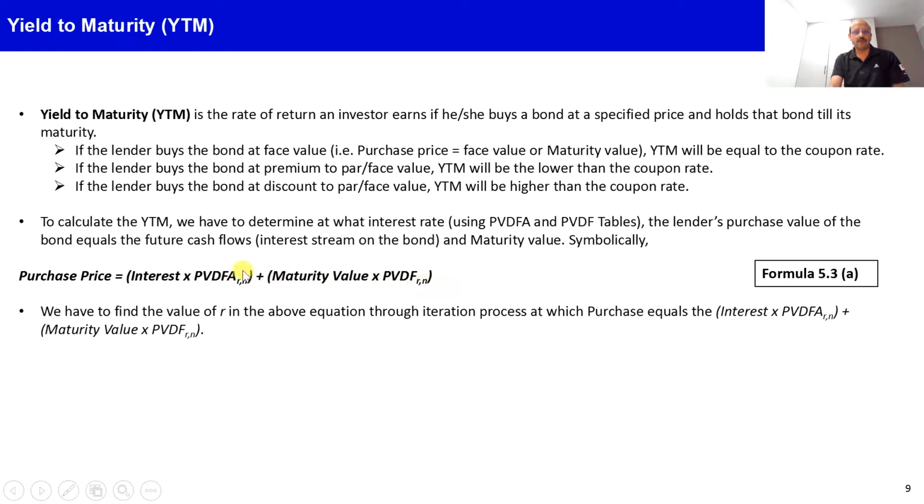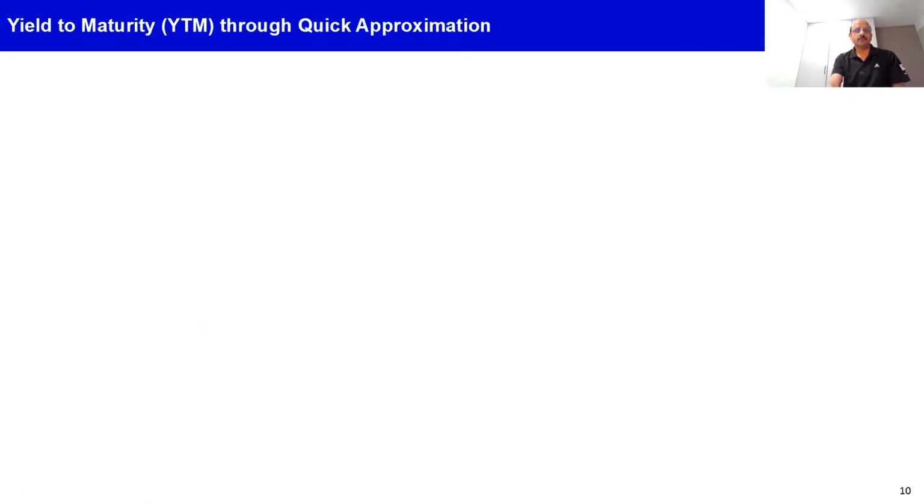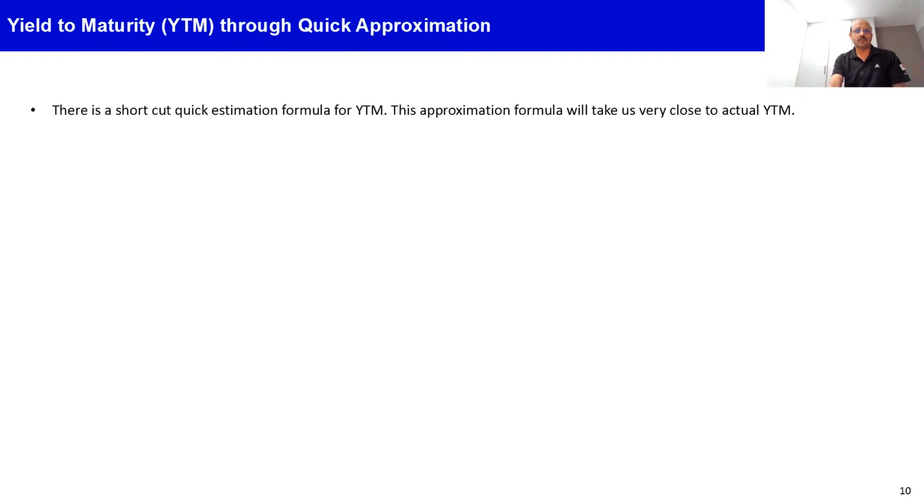This R value we have to calculate using the iteration process and interpolation method, at which the purchase price of the bond equals the interest times PVAF plus maturity value times PVF for that particular R and for that N period. Now, when this iteration process is time consuming, we can do some quick approximation of YTM and then calculate the exact YTM using the above formula.